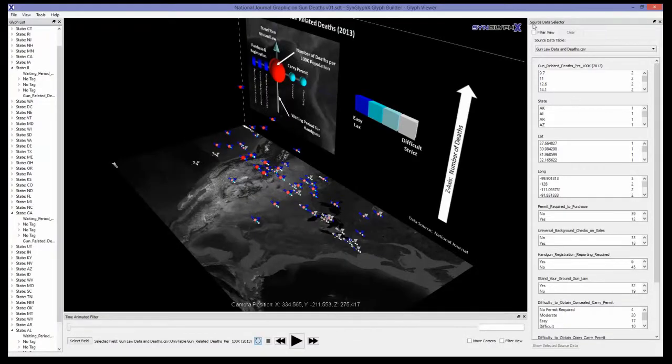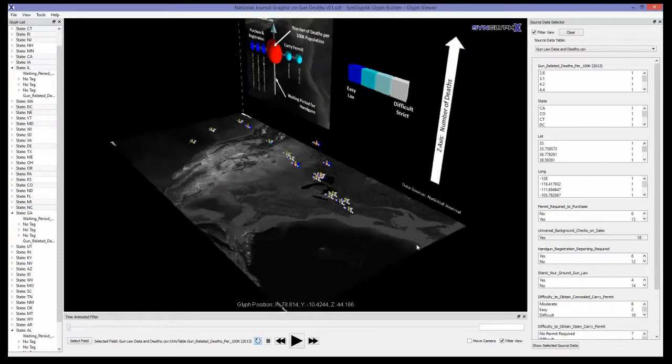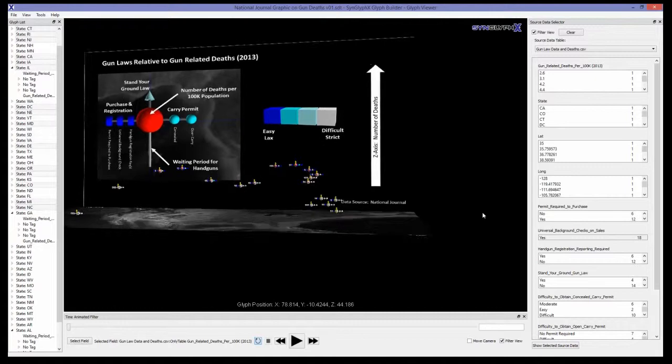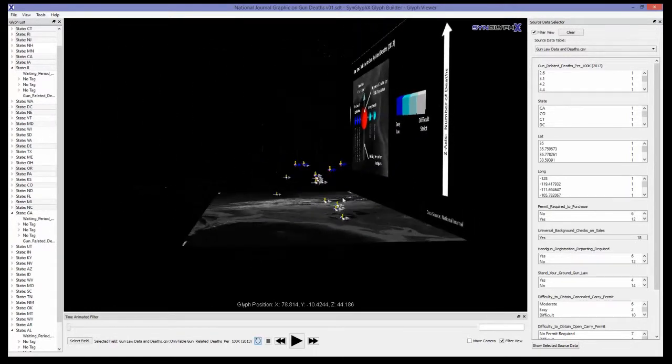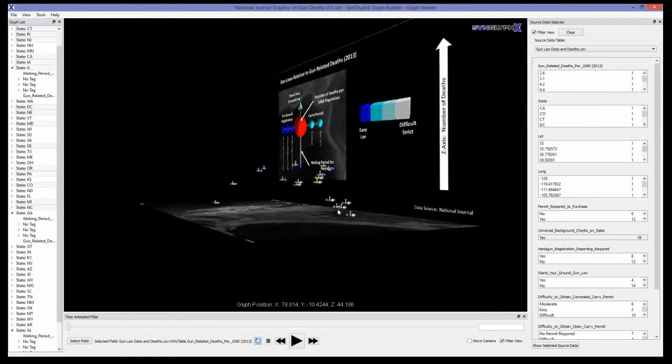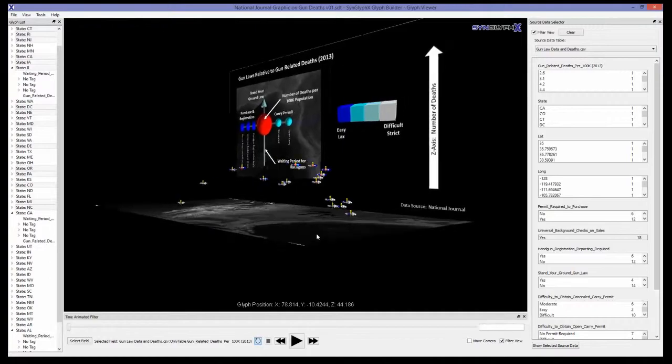If I were interested in only seeing those states where there is a universal background check on sales, I can remove all of the other data. And what's interesting here is I can see that most of those cases where there is a universal background check on sales are in the lower half of the states in number of deaths.